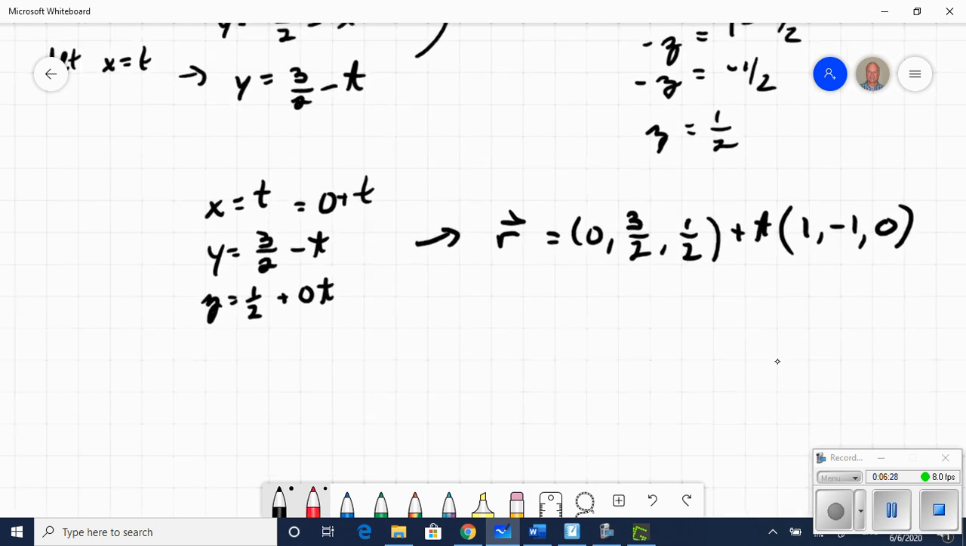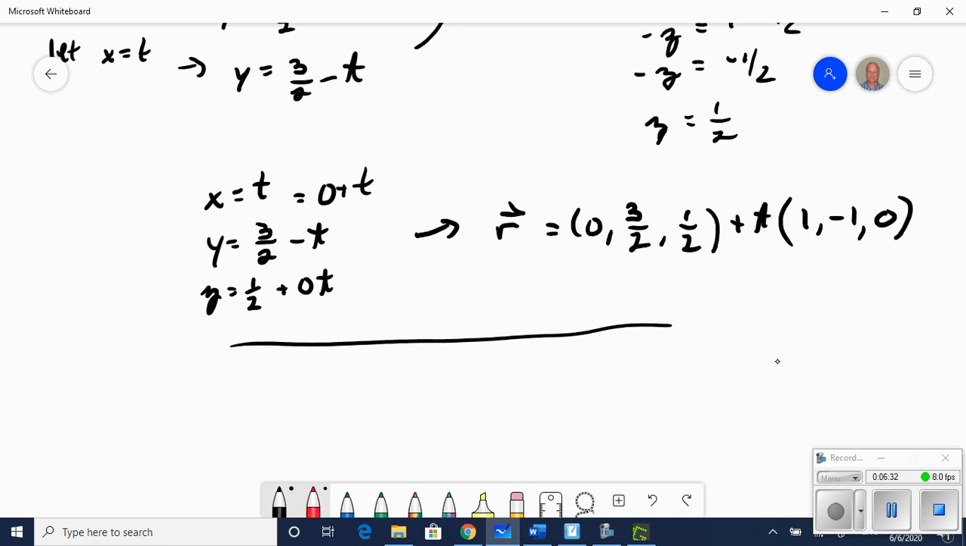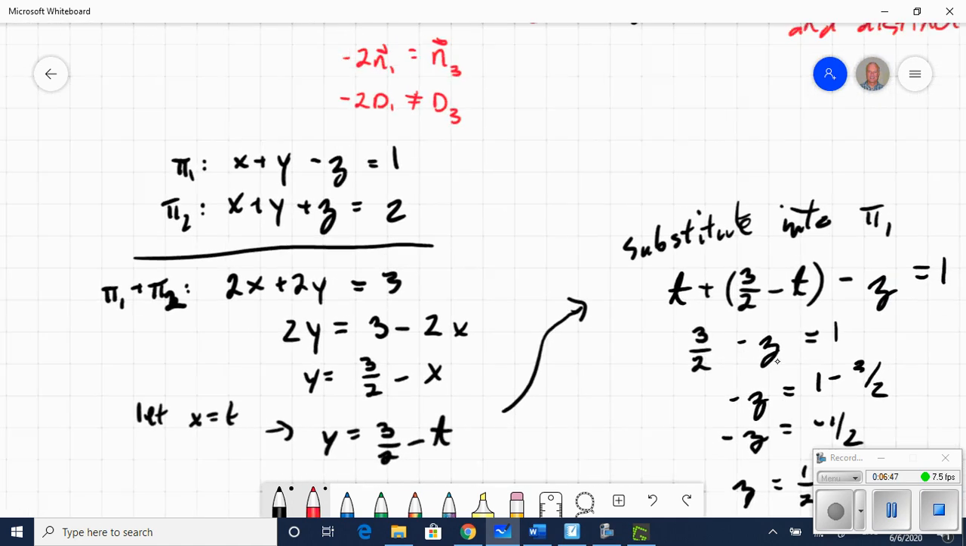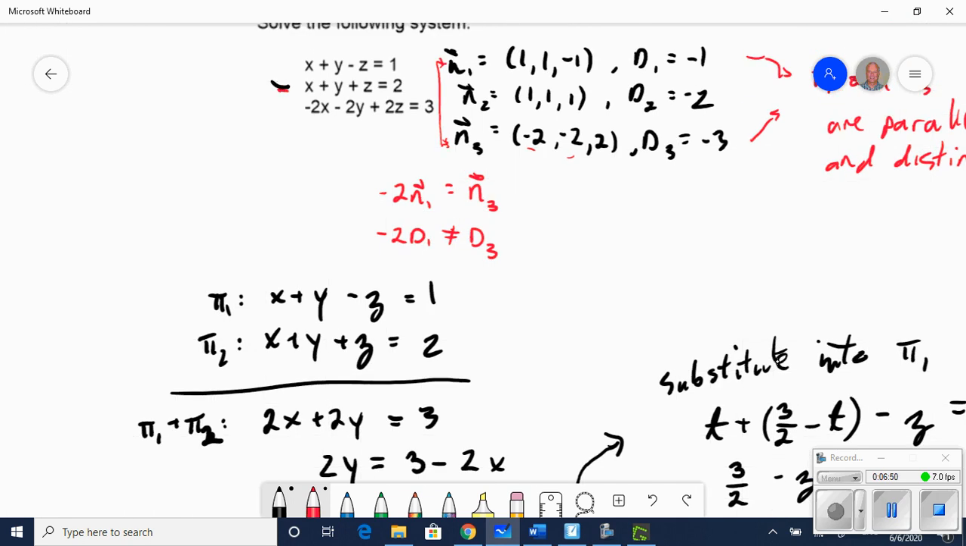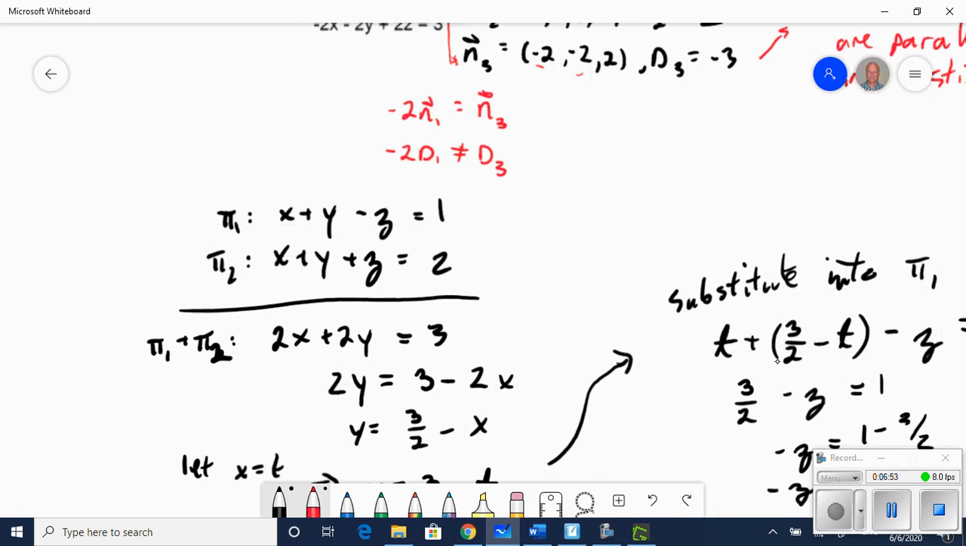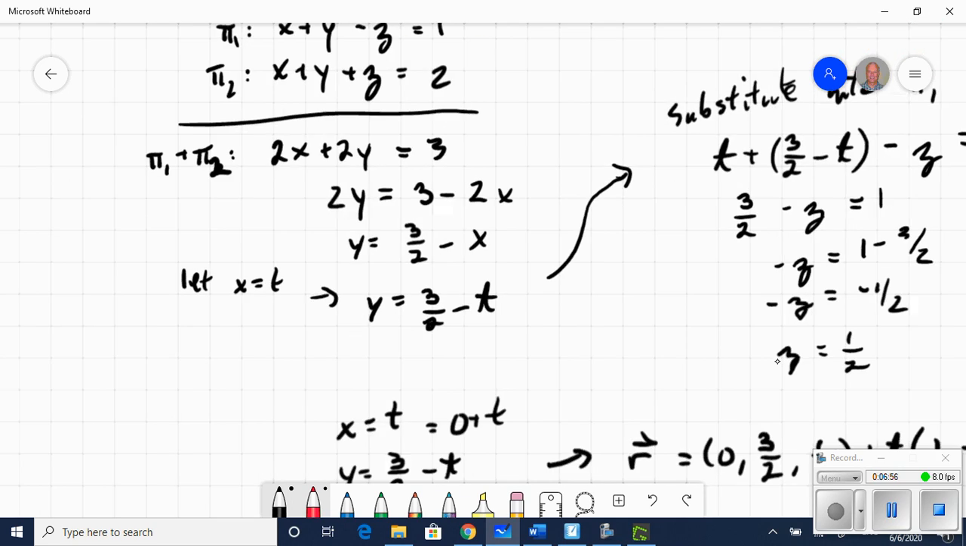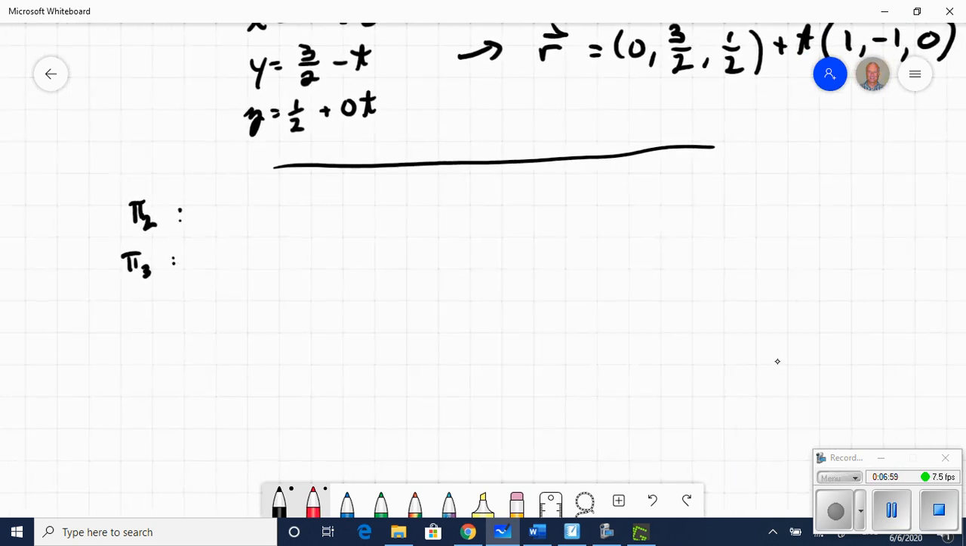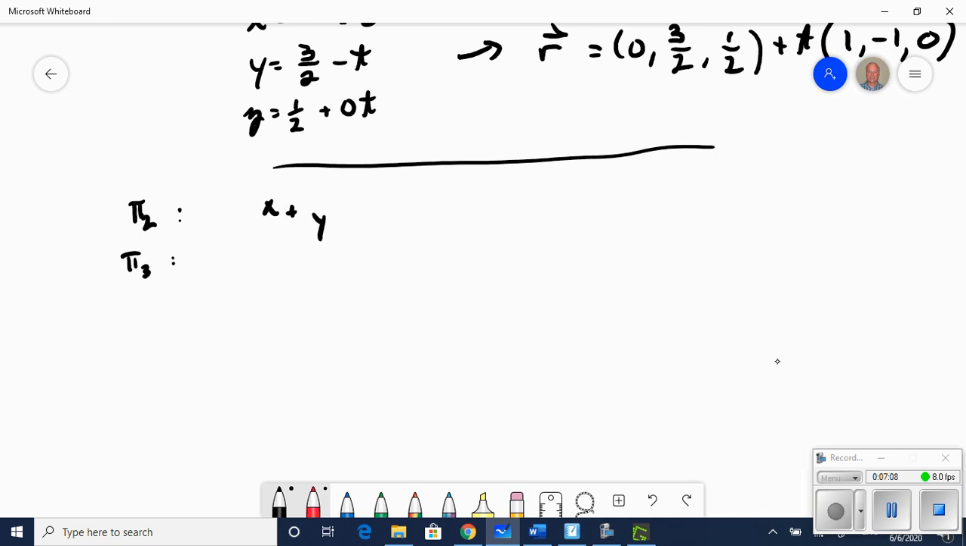I'm going to pause and do the same process for plane 2 and plane 3. Because I knew plane 2 was my problem plane, for lack of a better word, I knew this one wasn't parallel. So I look at plane 1 and plane 2, find the line of intersection, and then I look at plane 2 and plane 3 and find the line of intersection. All right, let's do this relatively quickly. Here's plane 2, and here's plane 3.